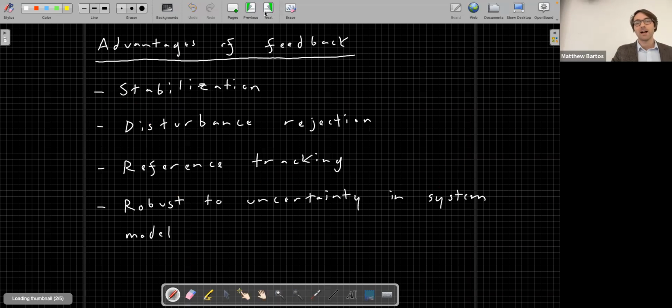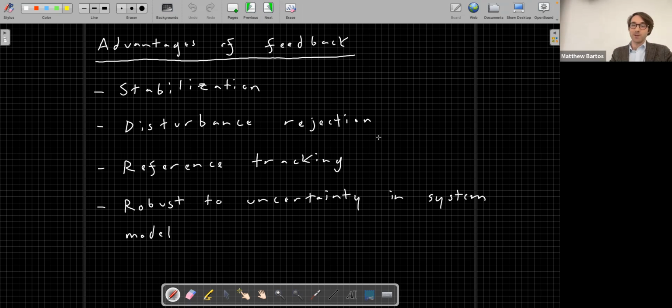And there were a couple advantages of feedback that I alluded to in the last lecture. You'll actually be proving some of these in homework 4. But some advantages of feedback: first, stabilization. So feedback control can take a system that's inherently unstable and make it stable by placing the poles of the system in the left-hand plane. Okay, and we showed how that was possible using just a numerical example.